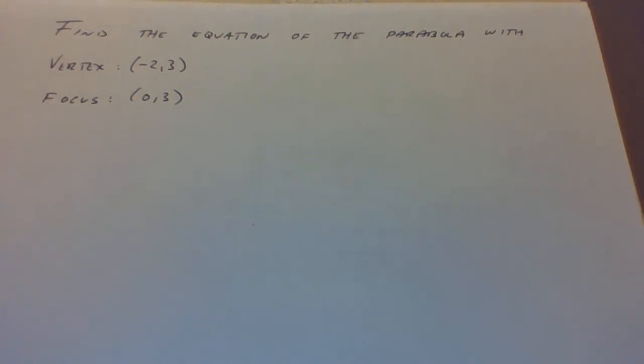In our next example, we want to find the equation of the parabola. Our vertex this time is going to be the point -2, 3, and our focus is going to be the point 0, 3. So this is an example where the vertex is not at the origin. So this is going to represent our h and our k values. Once we get the equation, we can go ahead and graph it.